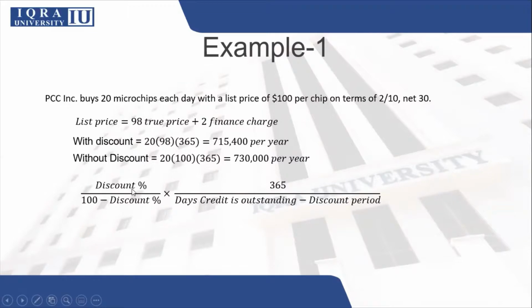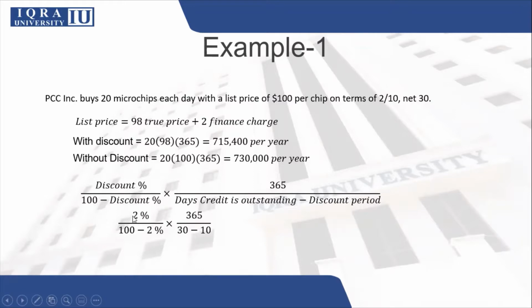So from this formula, what you can do is you can calculate the percentage of cost that you will have to bear because you have lost on the discount. Basically, this is a formula to calculate the opportunity cost if you do not take the discount, if you do not pay within 10 days. So the formula is discount percentage over 100 minus discount percentage, multiplied by 365 over days credit is outstanding minus discount period.